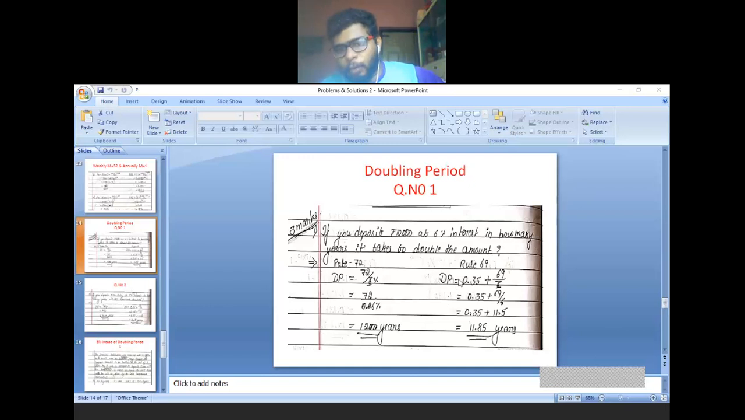You can apply rule 69. DP is equal to 0.35 plus 69 divided by I. If you substitute 69 divided by 6 plus 0.35, you get 11.85, that is approximately 12 years. So exactly 11.85 or 12 years it requires to double your amount. That is the case of doubling period. One more problem we will discuss regarding the doubling period.